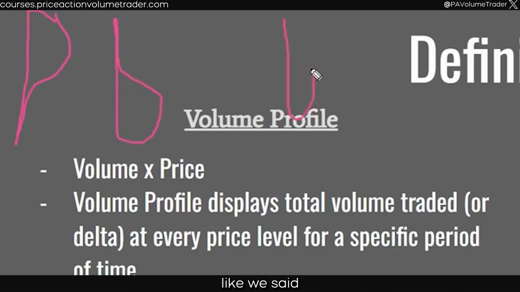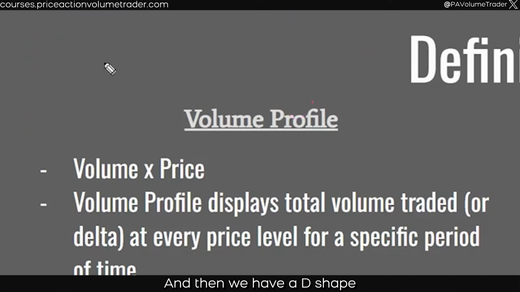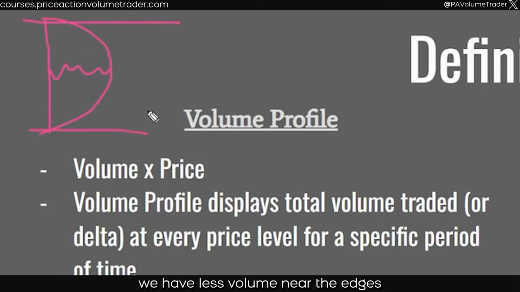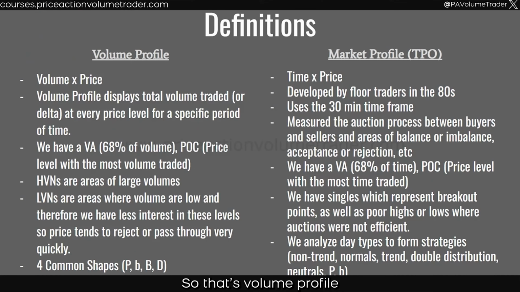Then we have, like we said, our double distribution, our B profiles, which means that the market opened and closed and accumulated values at both of these areas, and we have a lack of volumes in the middle. And then we have a D-shaped volume profile, which is usually a balanced profile where you have a very clear interest right around the middle, most volumes accumulated there, and then towards the sides we have less volumes near the edges. Okay, so that's volume profile.